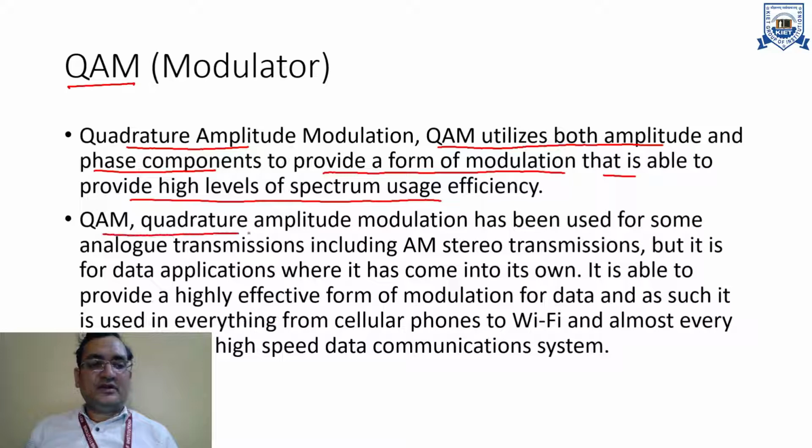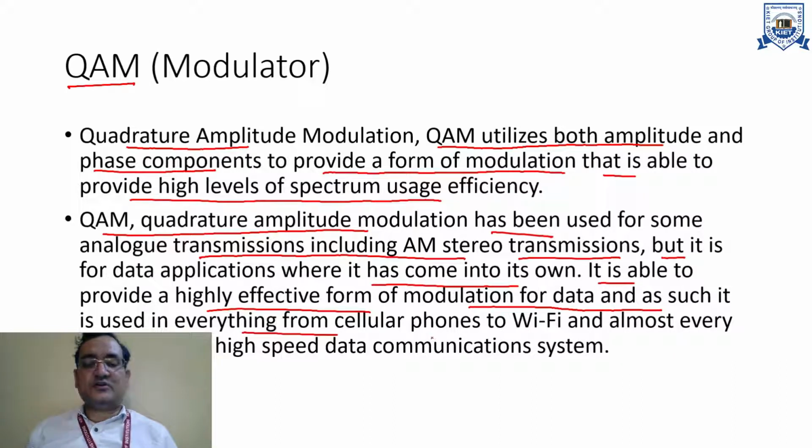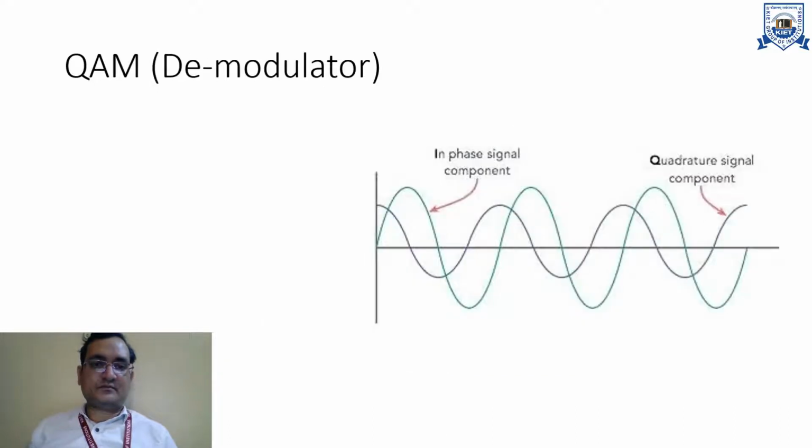QAM, quadrature amplitude modulation, has been used for some analog transmission including AM stereo transmissions, but it is for data applications where it has come into its own. It is able to provide a highly effective form of modulation for data, and it is used in everything from cellular phones to Wi-Fi and almost every wireless high-speed data communication system.